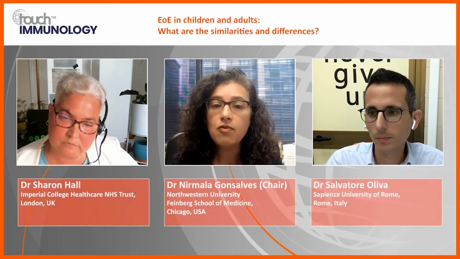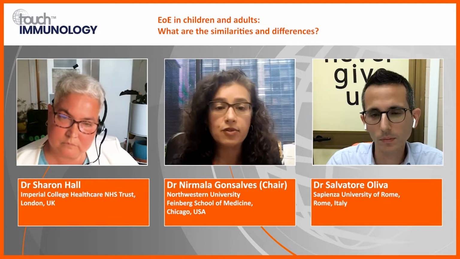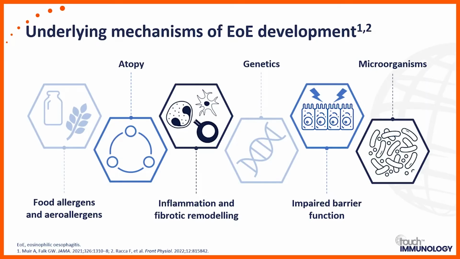So let's start off with the first point, EOE in children and adults. What are the similarities and differences? Let's highlight some underlying mechanisms of EOE development. We know that food allergens, and to a lesser degree, air allergens, drive inflammation in eosinophilic esophagitis. 70 to 80% of patients with EOE have atopic conditions, such as asthma, allergic rhinitis, or atopic dermatitis.